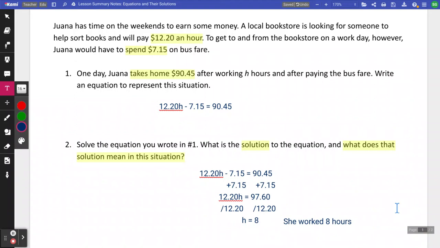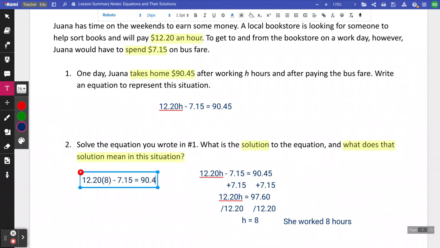Some of the constraints in this problem are that she's only making $12.20 an hour, and she has to spend the $7.15 on the bus, and the fact that we know she took home $90.45. 8 hours is the only possible solution that's going to make all three of those things true. And we can see that if we substitute that number back into our equation.